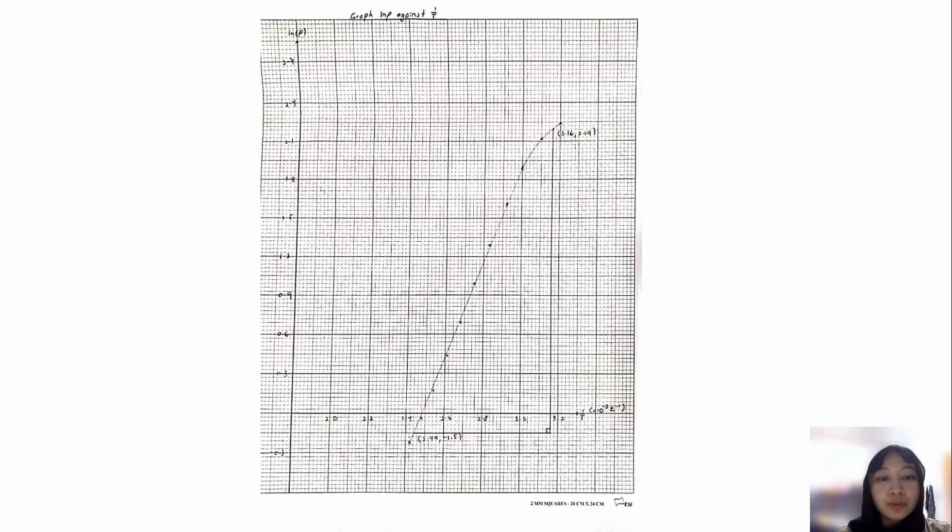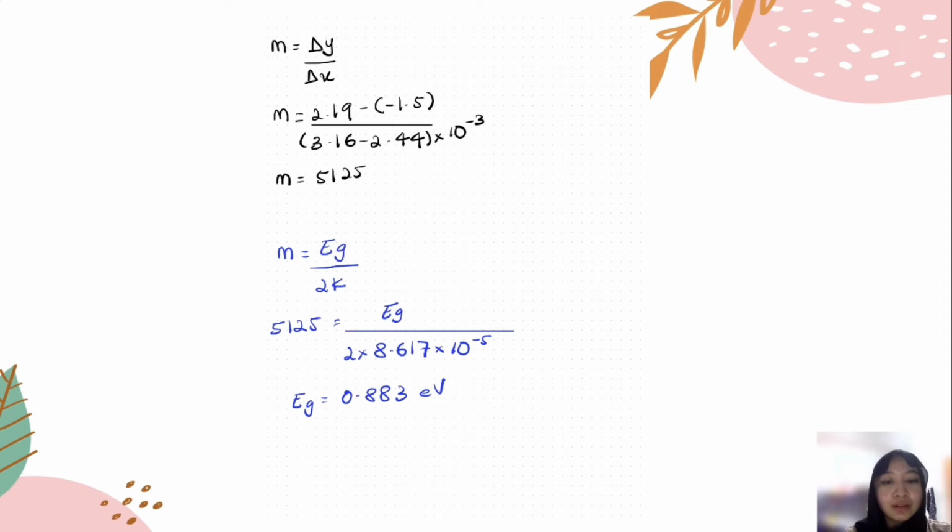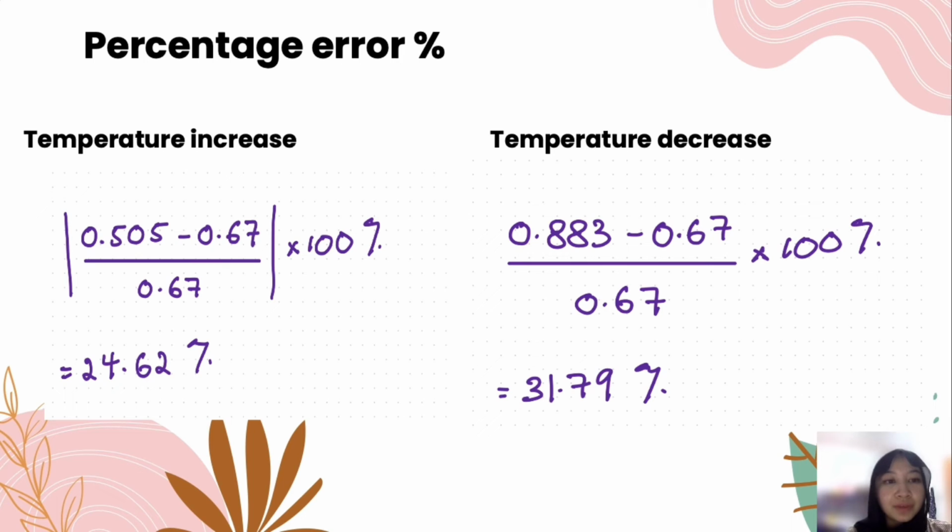From this graph, we also have to find the gradient, and the gradient for the decreasing temperature we get is 5125, and from the value of the gradient, we can get the energy band gap value, which is 0.883 eV for the decreasing temperature. For the percentage error, for temperature increase we get 24.62%, and for temperature decrease 31.79%, since the theoretical value is 0.67.